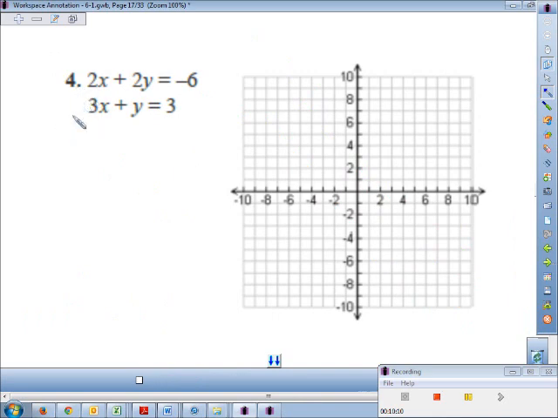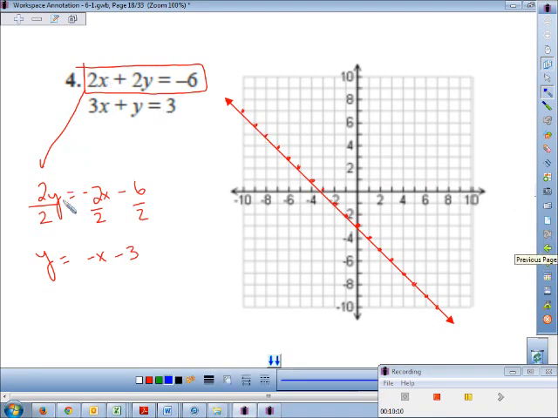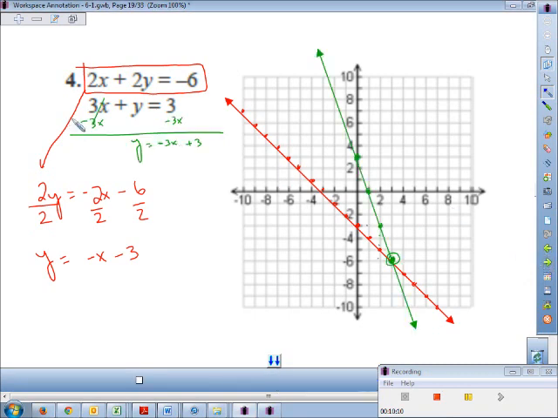Why don't you pause the video and get both of these bad boys in slope-intercept form? So here's my first one, right? I got y equals negative x minus 3. Well, we've graphed that enough today. And then I'm going to plot the second one after I put it in slope-intercept form by subtracting 3x from both sides. And y equals negative 3x plus 3. So start at 3, go down 3 to the right 1, down 3 to the right 1, etc.